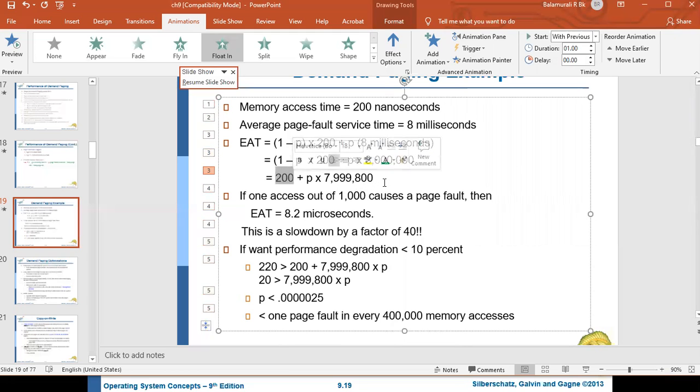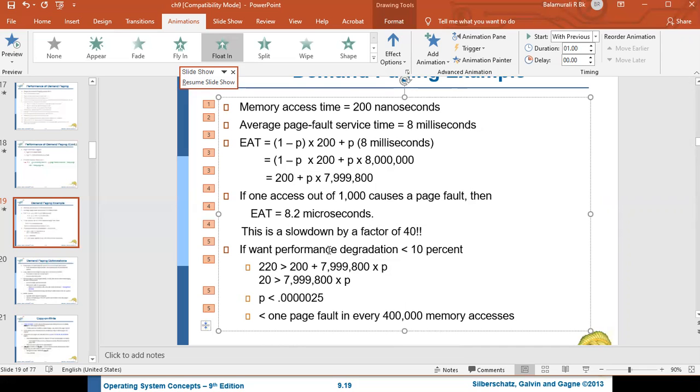10 percentage of 200 is 20. So if there is 10 percentage of degradation, then the effective access time will be 200 plus 20, that is 220. Okay, if there is 10 percentage of degradation, then the effective access time will be 200 plus 20, because 10 percentage of 200 is 20.